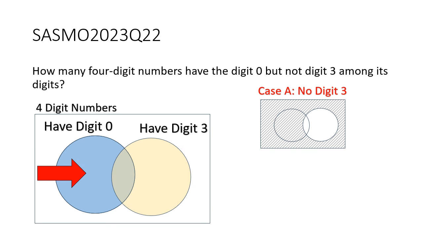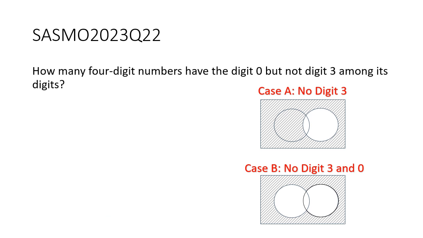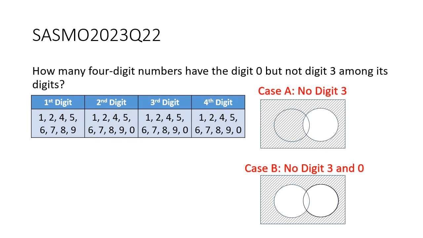Case A would be all the numbers that do not have the digit 3, and we're going to subtract case B, which is all the numbers that do not have the digits 3 and the digit 0. For case A, their first digit can either be the numbers 1, 2, 4, 5, 6, 7, 8, or 9. Bear in mind, it still cannot have the number 0 because we still want it to be a 4-digit number. But the remaining 3 digits can have the number 0. So in total, the number of such numbers would be 8 times 9 times 9 times 9, or 5,832 such numbers.